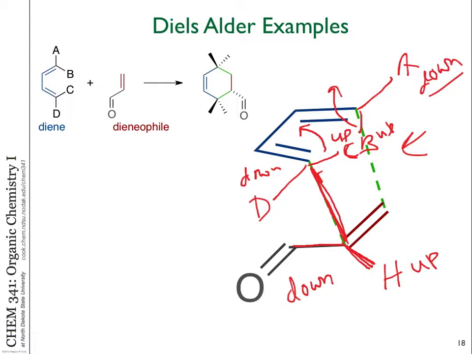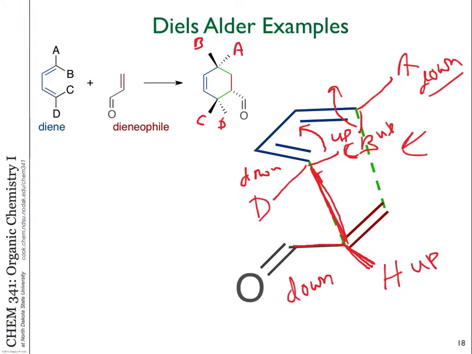When you look then from the six-membered ring, looking from that direction on this six-membered ring that's formed, and the way I've drawn it flat here, again, this would be C up, D down, B up, A down.